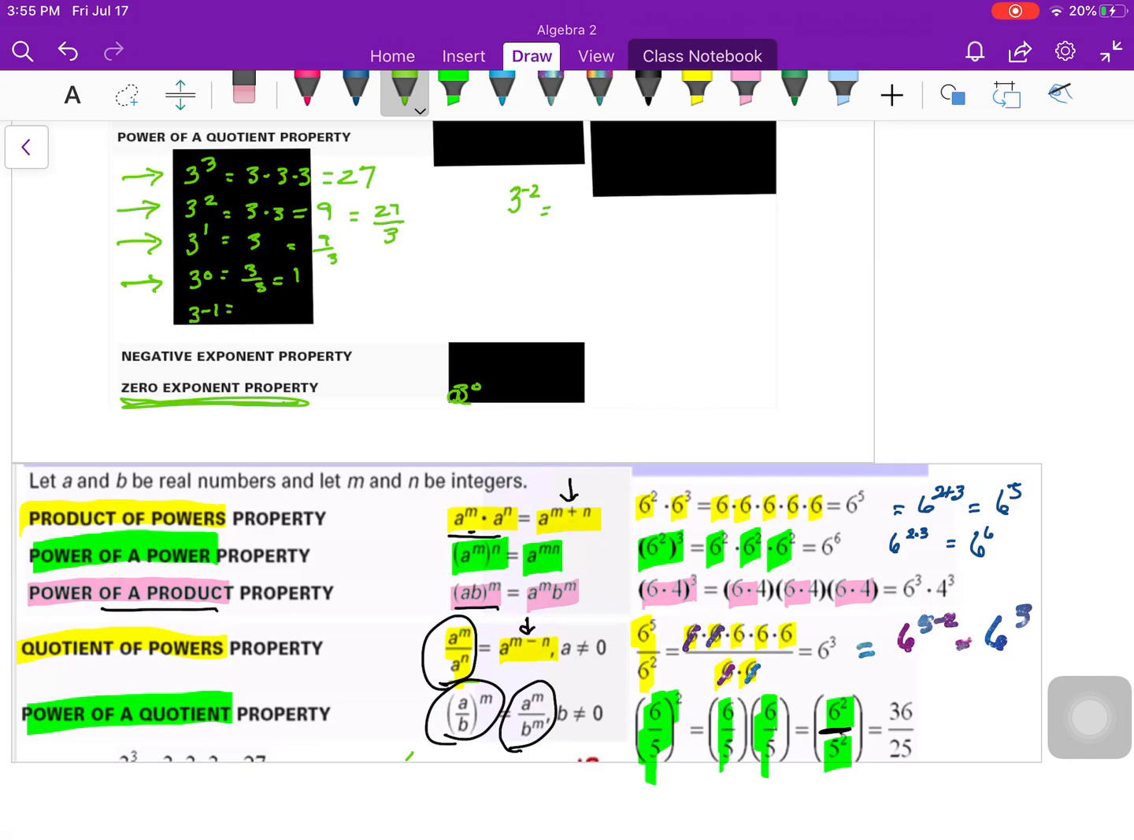So that means the 0 exponent property, anything raised to the 0 is going to give me 1. Again, anything raised to the 0 is going to give me 1. So 4 to the 0 would be 1. 500 to the 0 would be 1. b to the 0 would be 1.